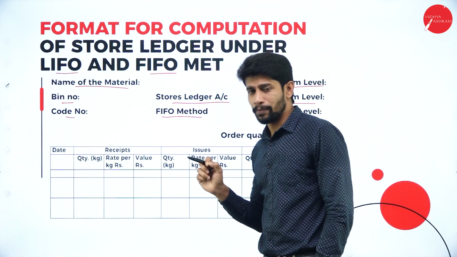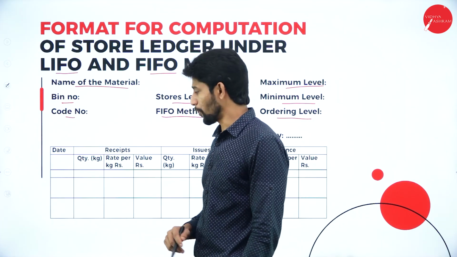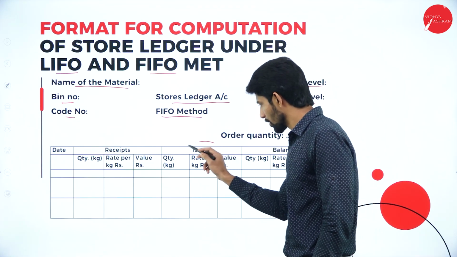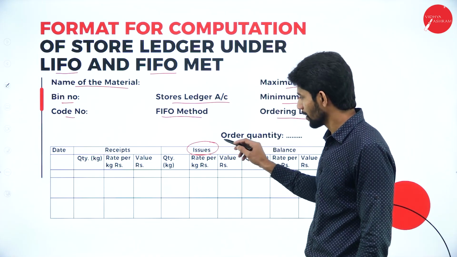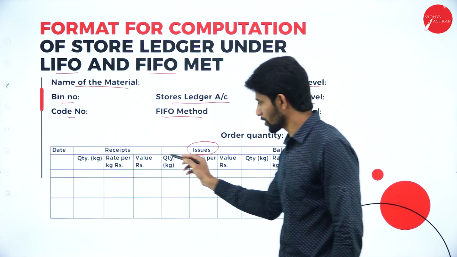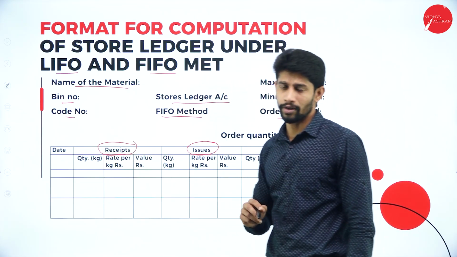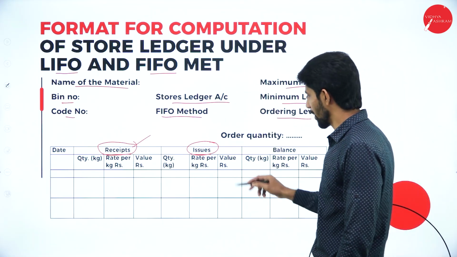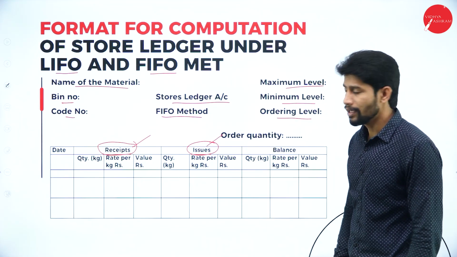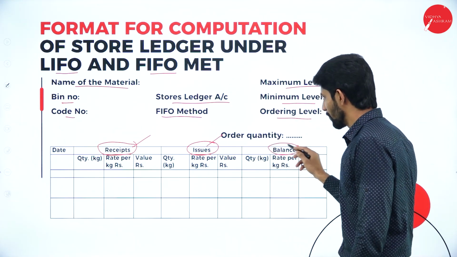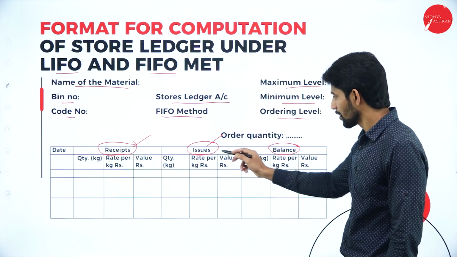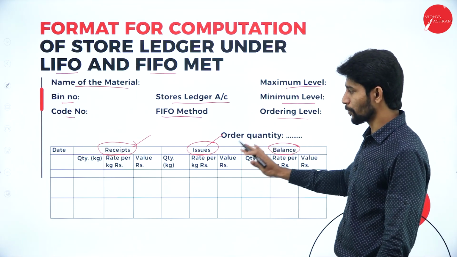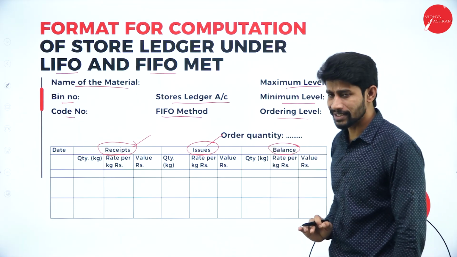Whenever you are going to issue the material to the department, at that time you are going to write it in the issue column. If you are purchasing, you are supposed to write it in the receipt column. If you are issuing the material to the departments, then you are supposed to write in the issue column, and whatever balance will be available after purchasing or after issue of the material, that balance you are supposed to write in the balance column. This is how we are supposed to maintain the store's ledger account.